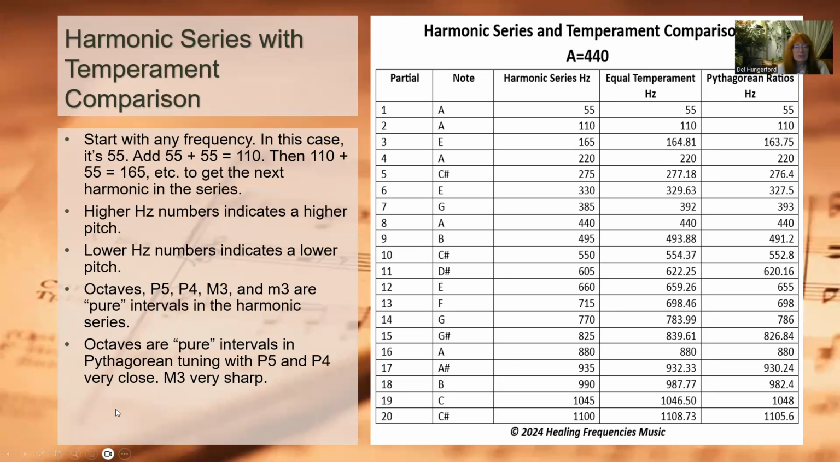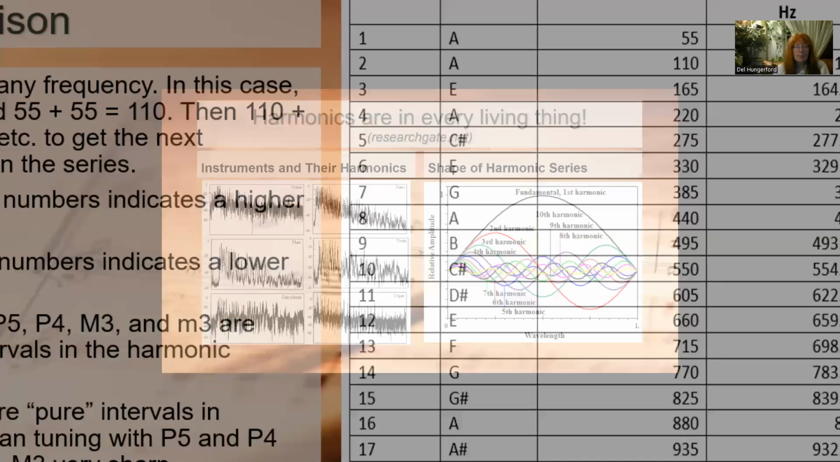The major thirds in Pythagorean tuning are very sharp. That's one reason that they didn't use major thirds in the Renaissance. Octaves are pure intervals in equal temperament. All other intervals are close.